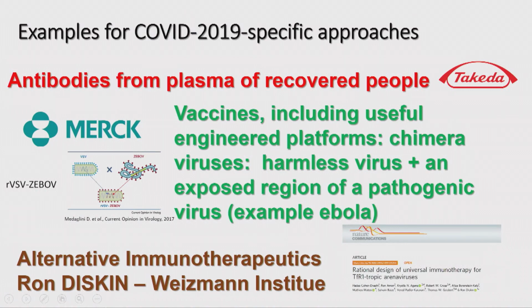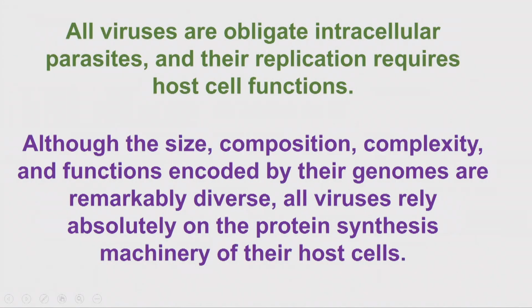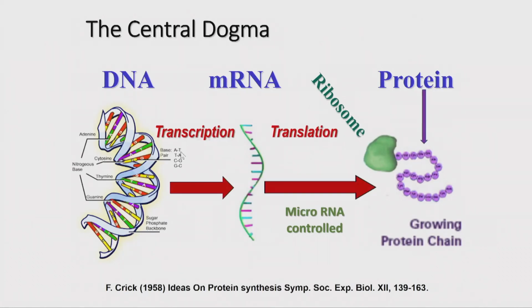So, as I said earlier, and I repeat now, all viruses are obligate intracellular parasites, and the replication requires host cell functions. And although the size and the composition of the functions of the virus are remarkably diverse and complicated, it cannot do anything on its own. It needs the host. What does it mean? It means that it uses the protein biosynthesis way, the machinery of the cell.